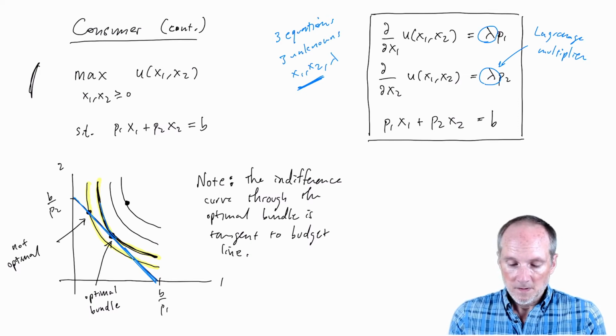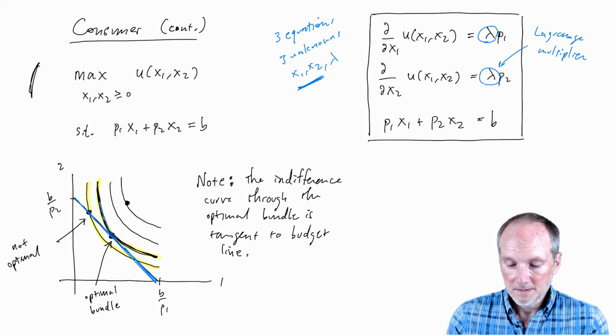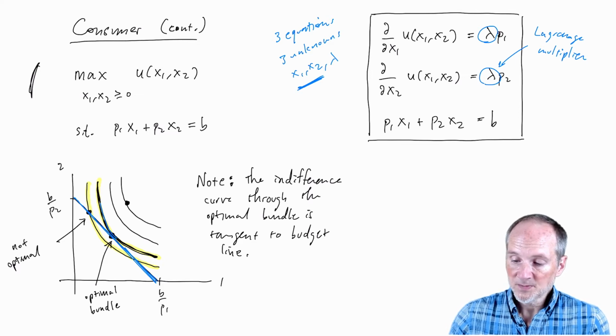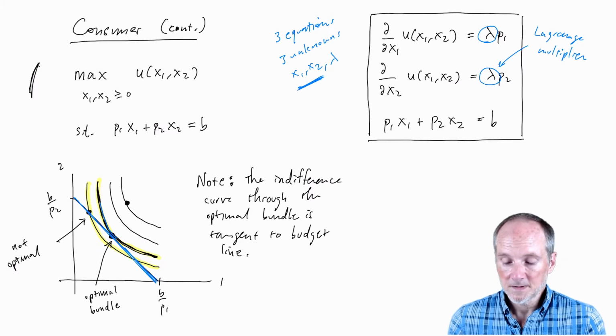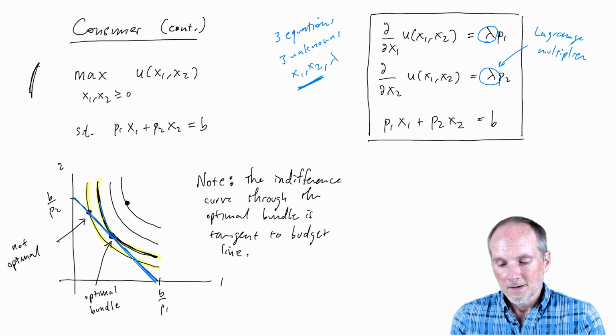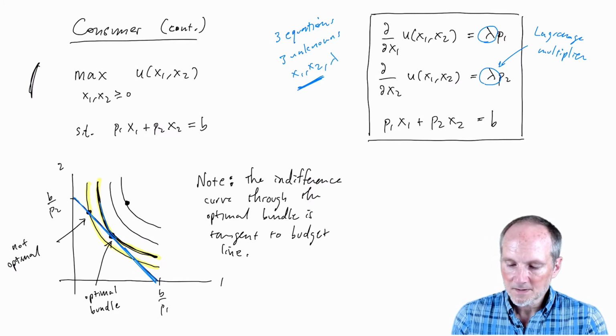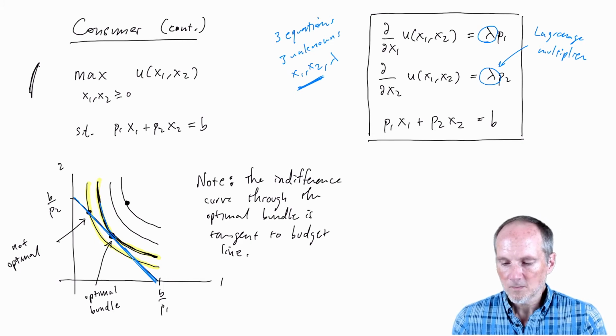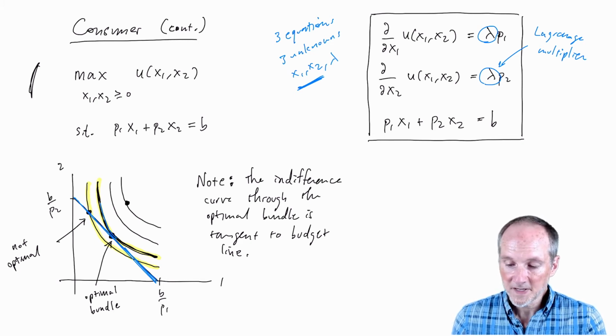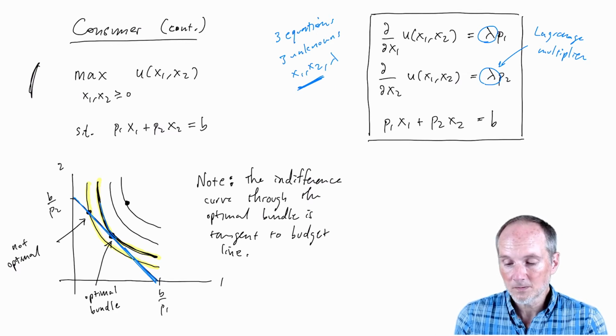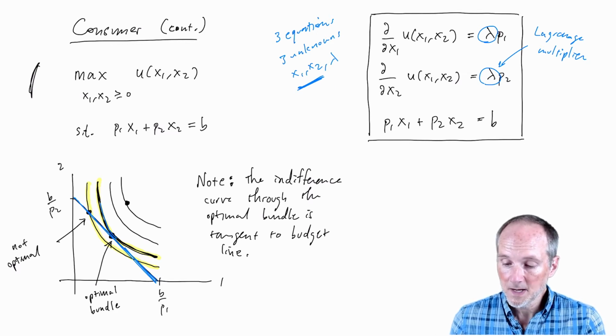So this tangency condition means that the optimal bundle plus this Lagrange multiplier must solve this system of equations. That's a bit of a leap, perhaps. Later on, when we're talking about optimization theory and gradients and whatnot, we'll see how this follows.